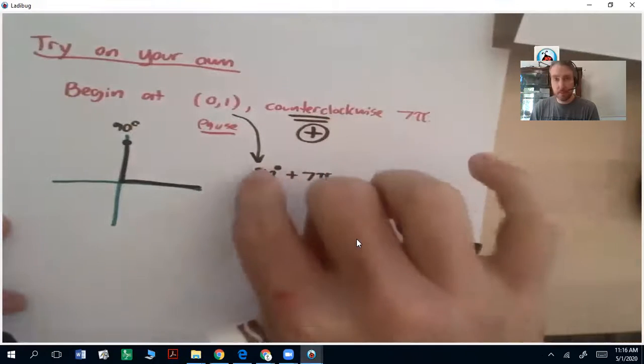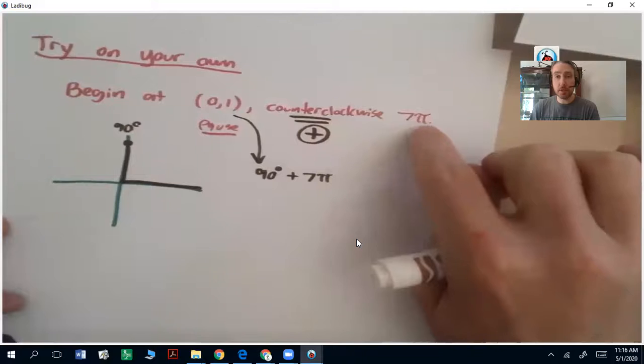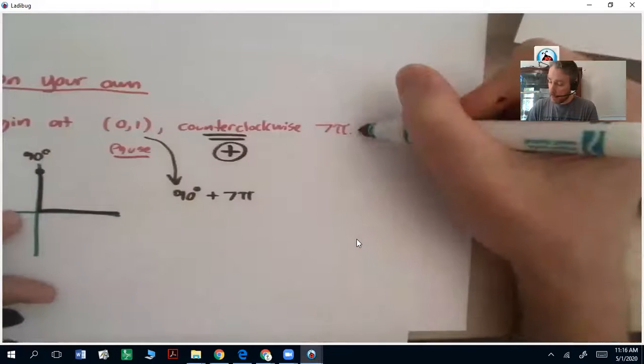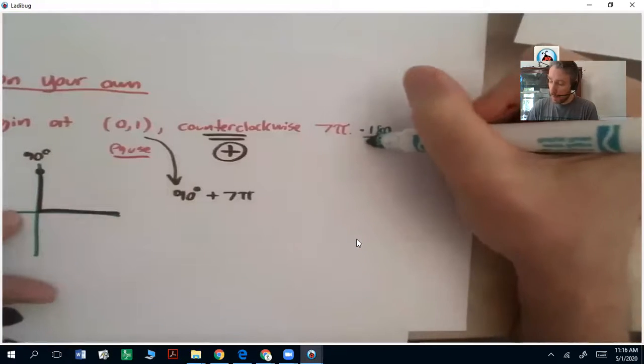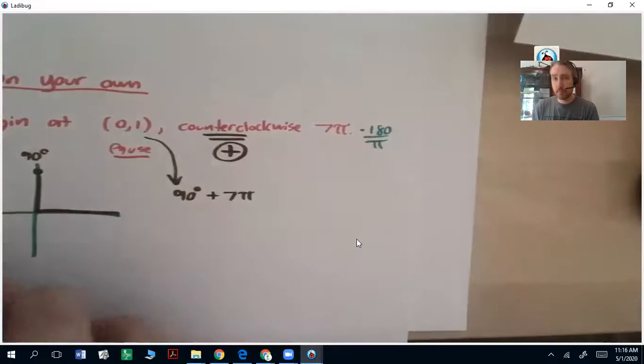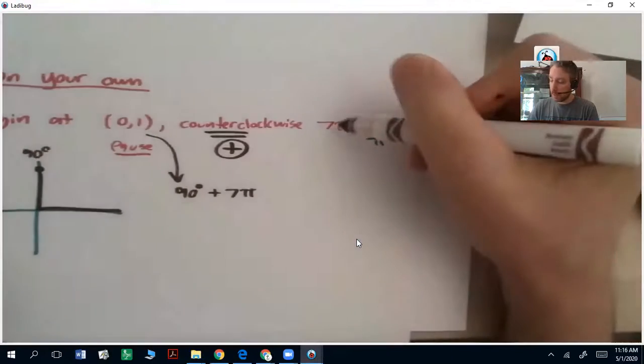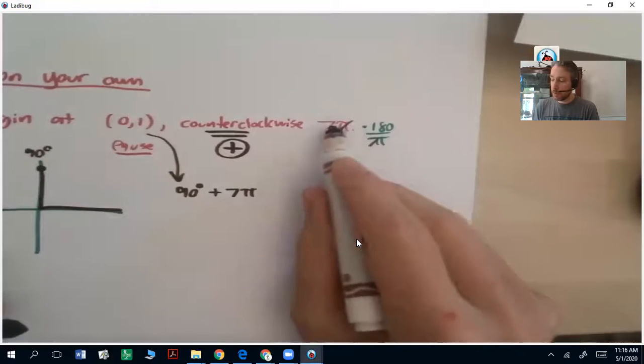That's a radian, that's a degree. Convert that to a degree. So we'll multiply by 180 and divide by pi. There is no number to divide here. So what we're going to do is we're going to cancel the pi's out and just do 7 times 180.